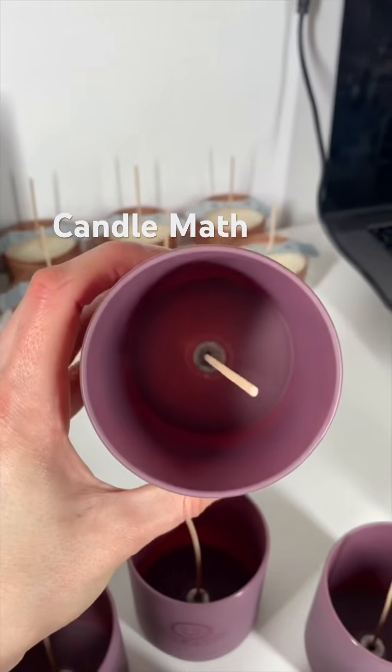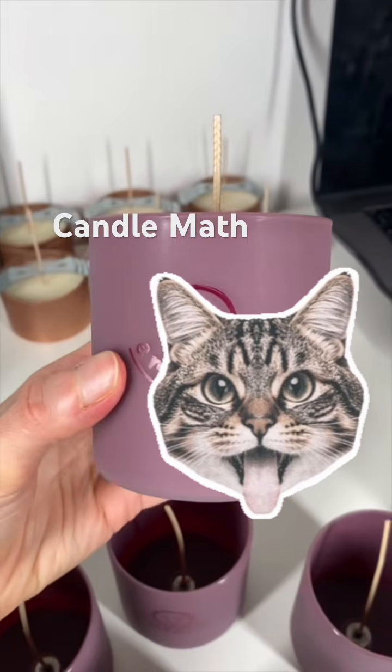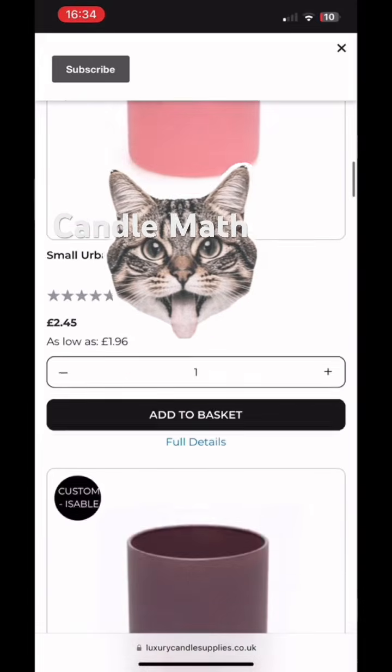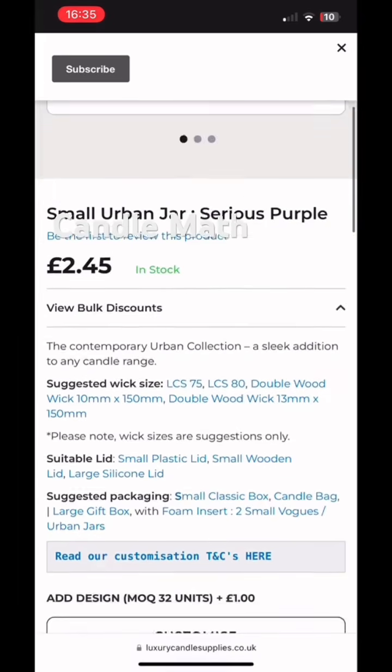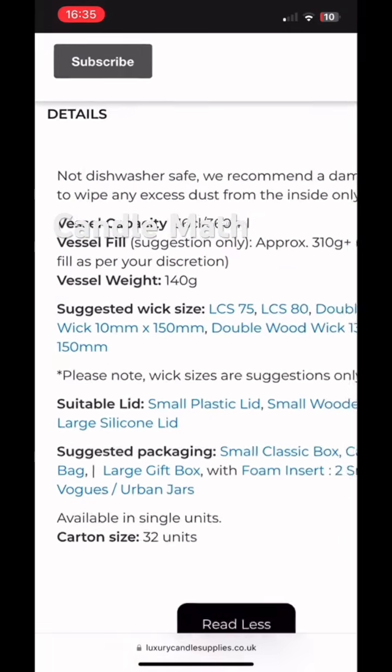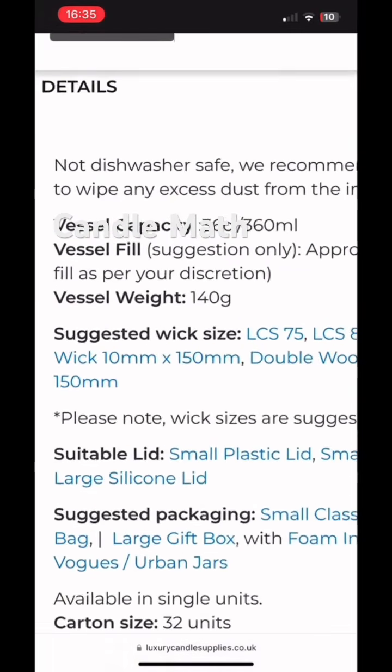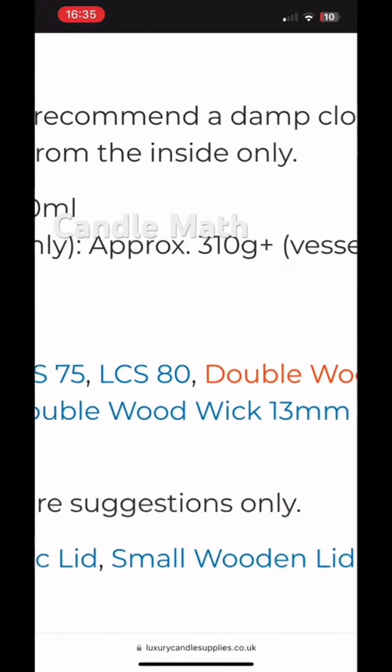size. The first thing you need to do is determine the fill capacity of your chosen vessel. Most manufacturers will have information about how much volume a vessel will hold, but of course, you don't want to fill your candles all the way to the top, so start by making a test candle with just wax.